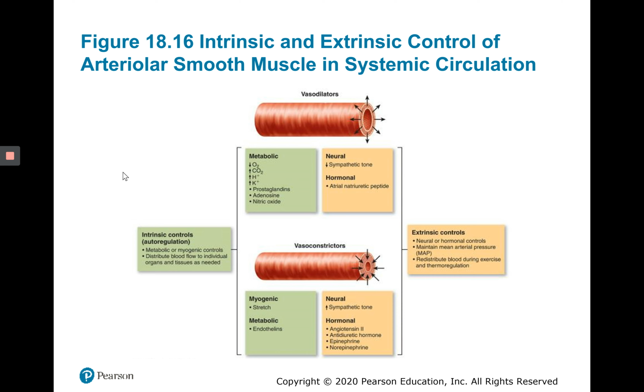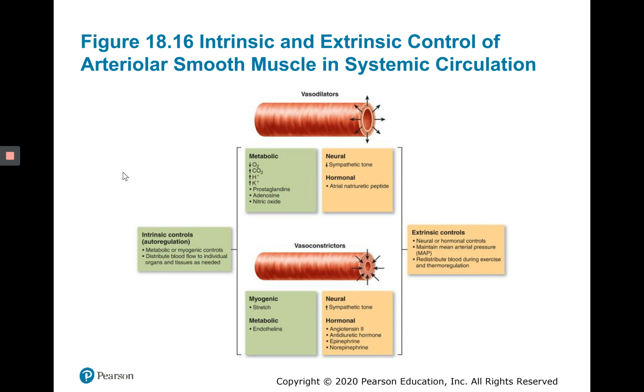But of course, there's also the extrinsic control, which was neurohormonal. If we increase sympathetic tone, we would cause vasoconstriction. If we decrease it, it would cause vasodilation. And then we have to remember the hormones that can cause vasodilation and constriction. Atrial natriuretic peptide is an antagonist to aldosterone, which can be produced by the production of angiotensin II. And that means that they do opposite each other. So it makes sense that they're opposite each other in function in this list. Atrial natriuretic peptide can lead to vasodilation, whereas angiotensin II and then later aldosterone can lead to vasoconstriction.